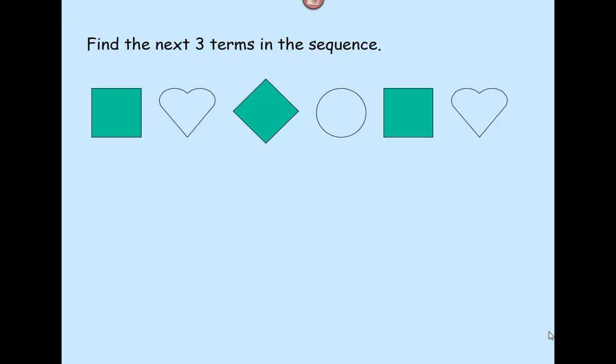So if I were to look at this pattern, it would be safe to assume that we're going to have a rotated square. Then the next shape should probably be a circle. And the final one should be a square, only a not rotated square.